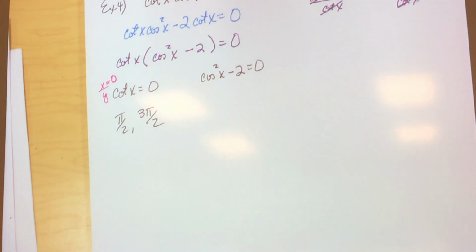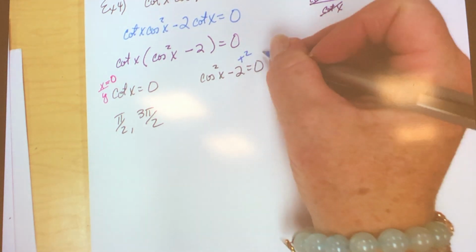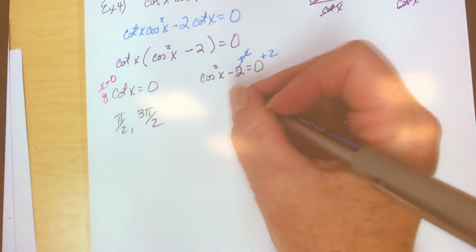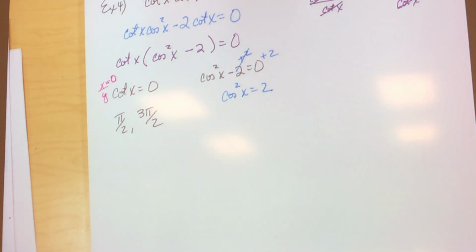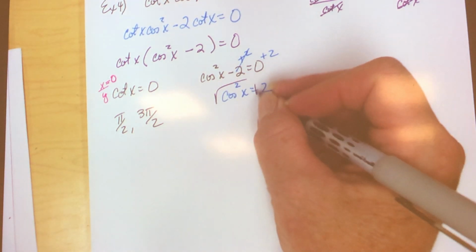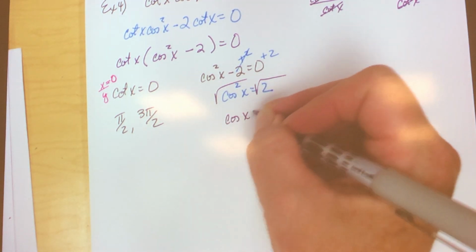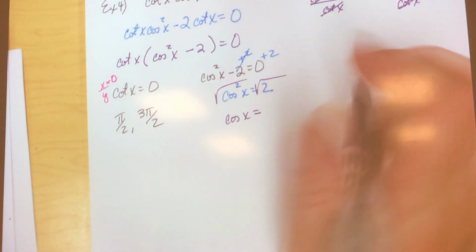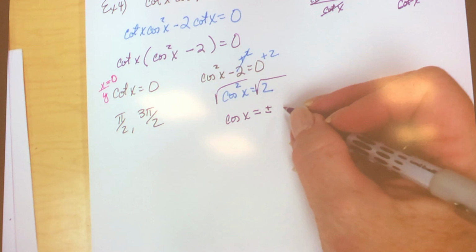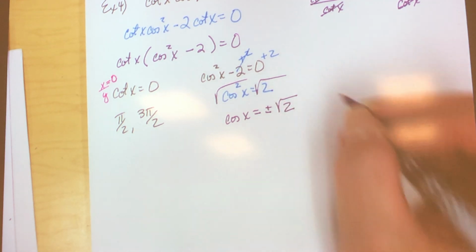Tell me what to do. Add 2. So I get cosine squared x is equal to 2. Now what do I do? Square root both sides. So cosine x is equal to, what's the first thing you should write down? Plus or minus. Plus or minus the square root of 2.